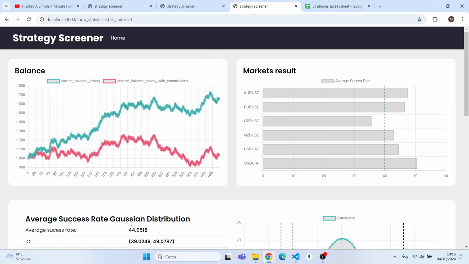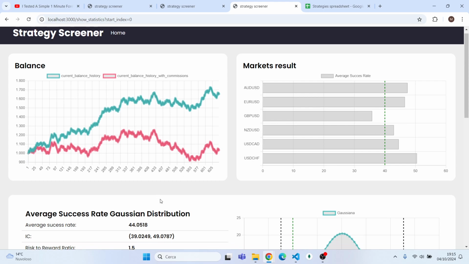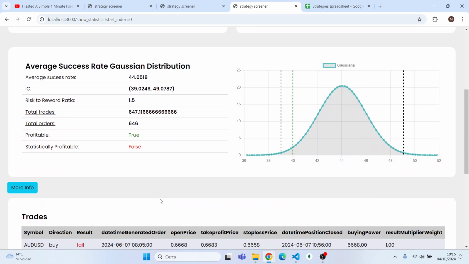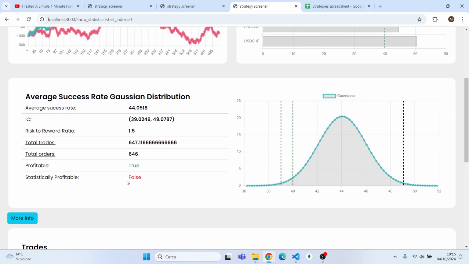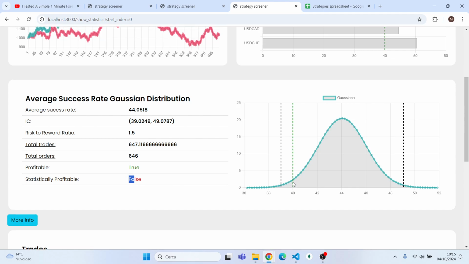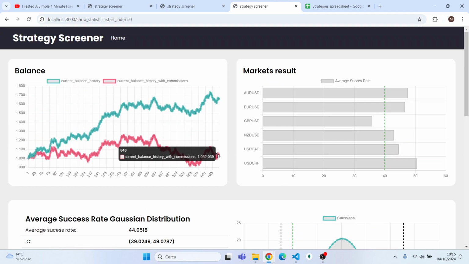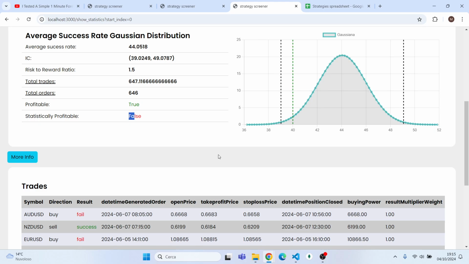Okay, now we are talking. We have a new average success rate of 44, greater than the one we were expecting, due to the fact that new positions were opened. But there is a problem. The strategy is not statistically profitable. As you can see, the lower bound of our confidence interval doesn't go past the average success rate to break even, and it didn't perform very well with commissions. So that's not a good trading strategy.